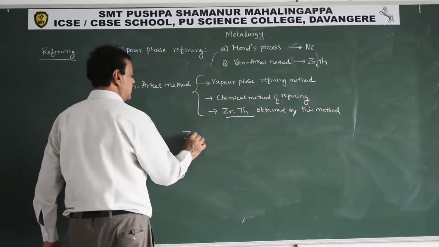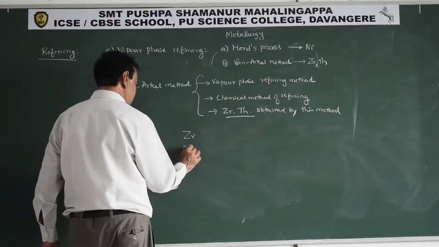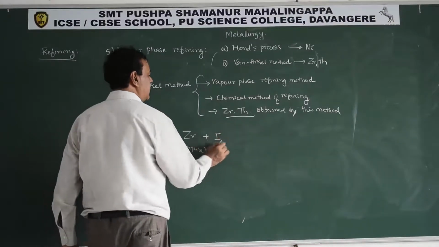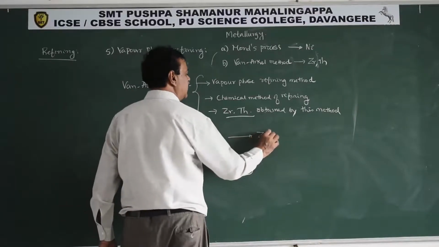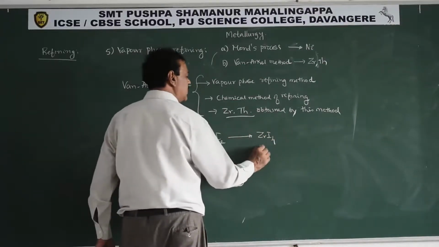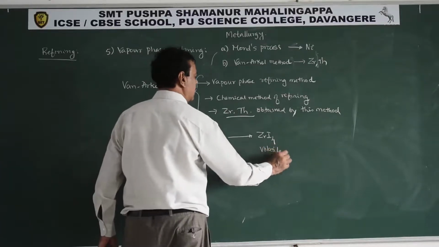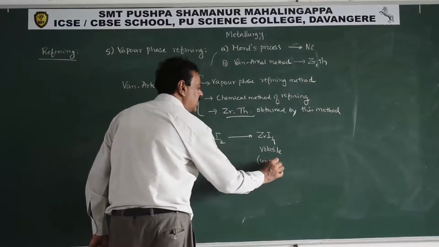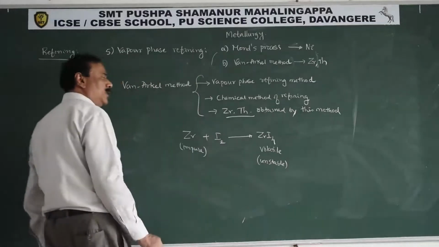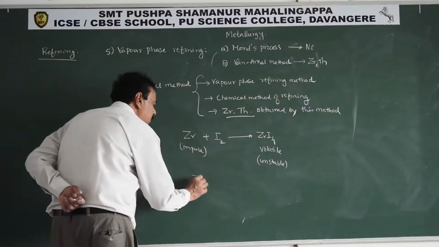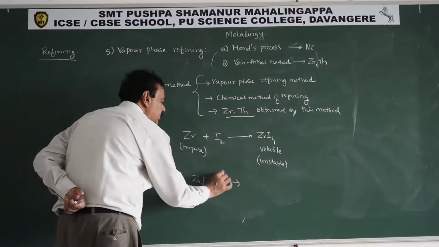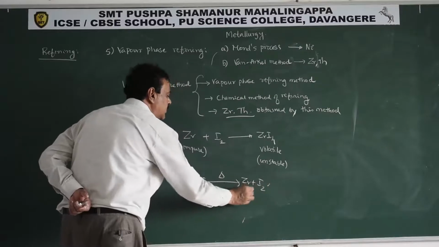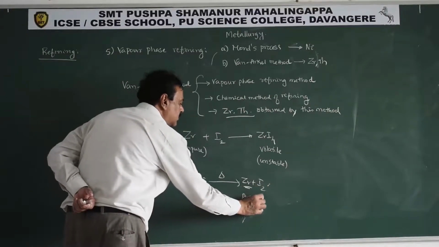Here impure zirconium, which is obtained during the smelting process, when heated in a current of iodine gives zirconium tetraiodide. This is called a volatile compound. Volatile in the sense that it is unstable at low temperature. Zirconium tetraiodide on heating at high temperature gives rise to zirconium and iodine. This is called a pure metal.